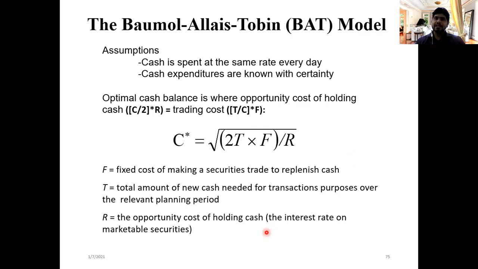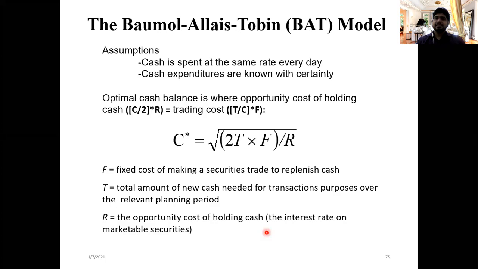And the second one: the cash expenditures are with certainty. You can estimate the future cash outflows, expenditures, with certainty. There is no space for probability, right? The certainty principle will be applied here. The optimum cash balance is where the opportunity cost of holding cash, meaning the foregone cost, is balanced, because when you keep money in your hand, you will lose your investment income.